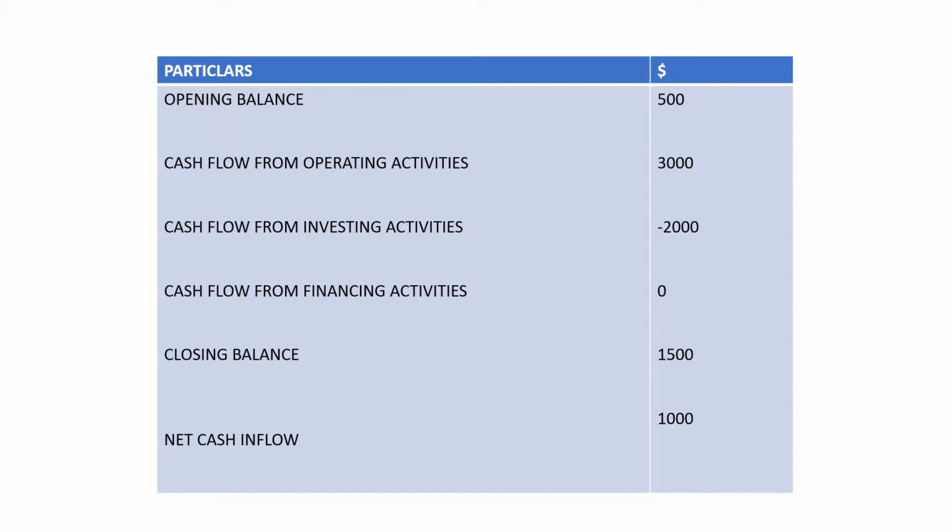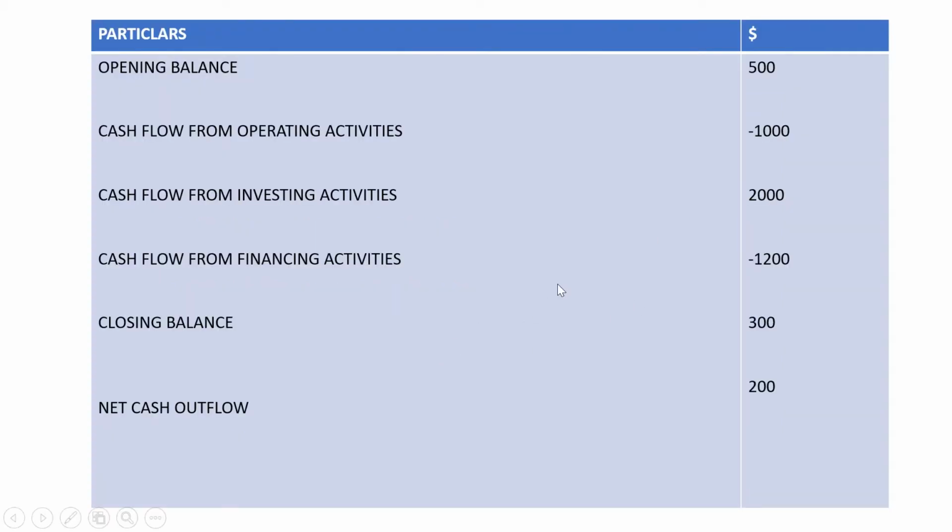Now let us consider another example. Now in this example we can see that the cash flow from operating activity is negative and the cash flow from investing activity is 2000 and the cash flow from financing activities is minus 1200. Now what can we conclude from this? We can conclude that the company is selling its fixed assets to cover its losses of operating activities and to repay its loans and other obligations and financing activities.